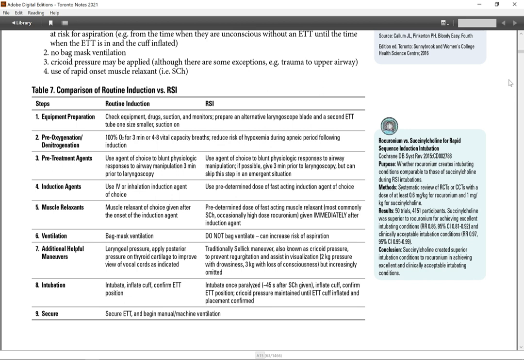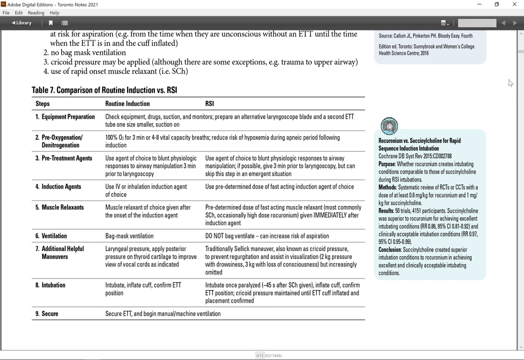Step number 5, muscle relaxants. Routine induction, muscle relaxant of choice given after the onset of the induction agent. RSI, predetermined dose of fast-acting muscle relaxant, most commonly SCH, occasionally high-dose rocuronium, given immediately after the induction agent.